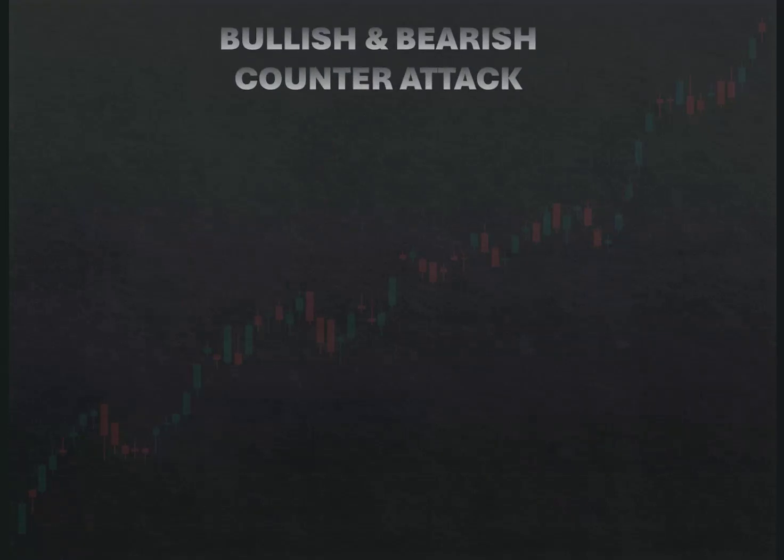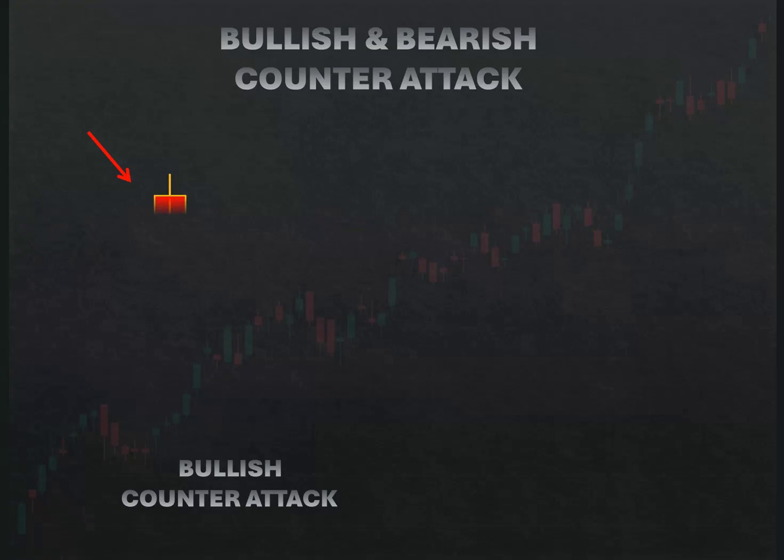Counterattack candlestick patterns. These are reversal structures involving two candles of opposite color that close at the same price. A bullish counterattack candlestick pattern forms at the bottom. In this pattern, the first candle is red and the second one is green. The second candle opens after a gap down but closes at the closing price of the first candle.